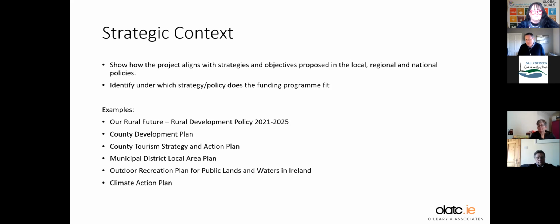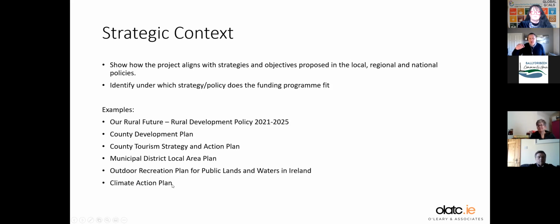If it's not, you can't really. If you're looking for funding from the county council in 2 years' time, under, say, the community activities fund or community support fund, you've got to be able to refer back to what strategy within the county development plan this relates to, okay? Because they're not going to fund it otherwise. Your county's tourism strategy and action plan, again, if you're in tourism, your local area plans for your municipal district areas, the outdoor recreational plans, climate action plans, very important going forward for large-scale capital projects.